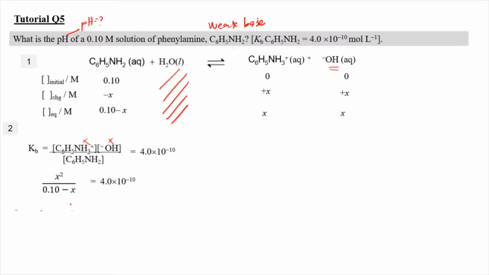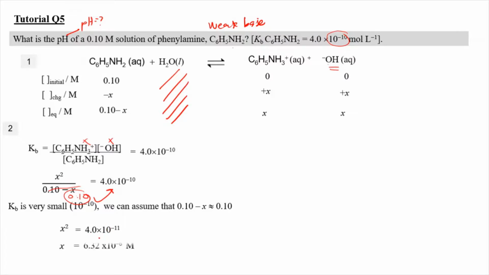So from here, we can make an assumption because our Kb is times 10 to the power of negative 10. So 0.1 minus x is basically equal to 0.10. Okay, and 0.10, when it's multiplied by this one, we're going to get 4 times 10 to the power of negative 11. So from here, we can square root these values. So we're going to get the value of x to be 6.32 times 10 to the power of negative 6 molar, in which this x here refers to the concentration of the hydroxide ion.